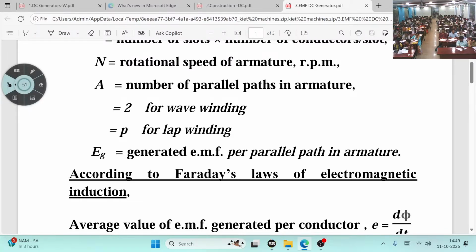So let us assume EG is the generated EMF in the generator, the EMF generated in the generator. Now what is the formula? As far as Faraday's laws of electromagnetic induction are concerned, EG is equal to d phi by dt. Now how can we get d phi?